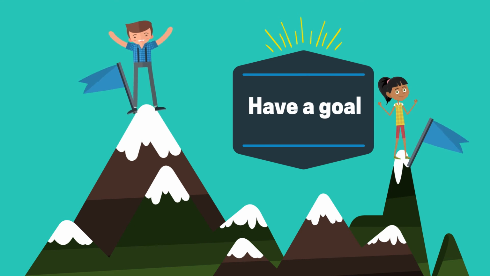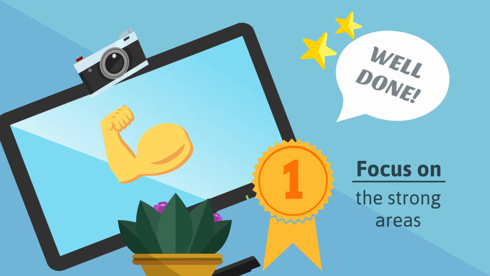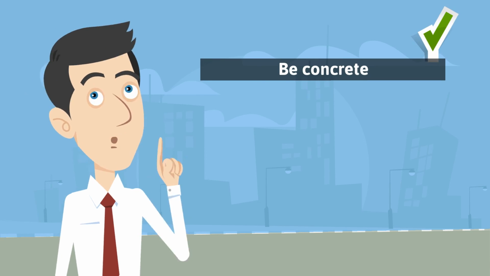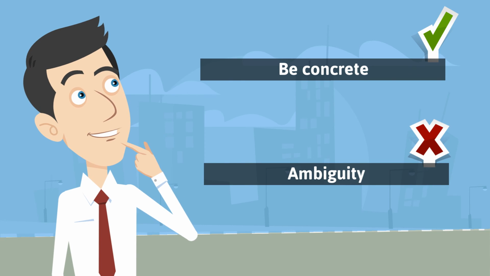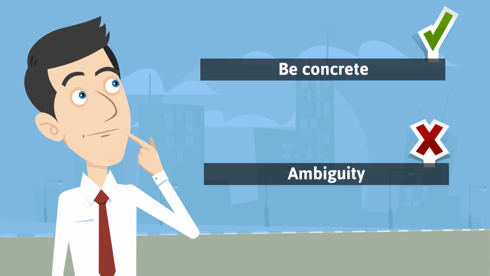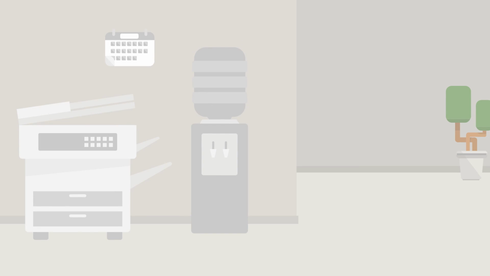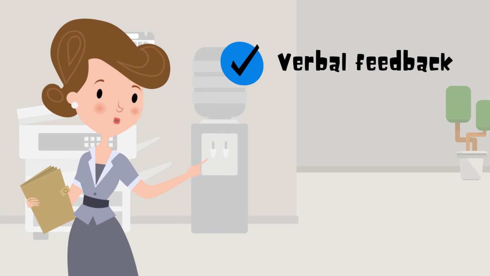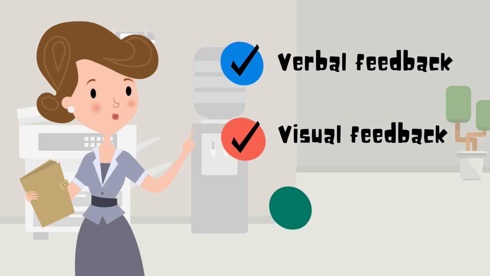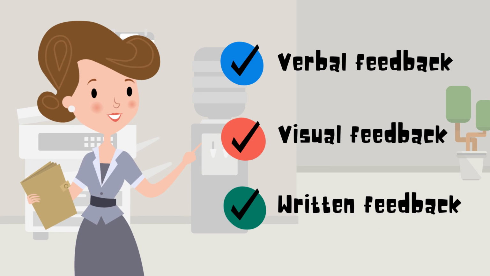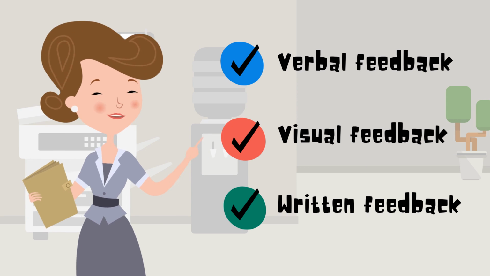It is preferable that feedback focuses on the strong areas in a student's performances rather than only the incorrect. Be concrete in your feedback and avoid ambiguity. Students need to be clear about what they are being told, because it is their learning that is at stake. Try to provide all types of feedback as long as it is possible, appropriate, and doable. The more information your students receive about their performances, the better.